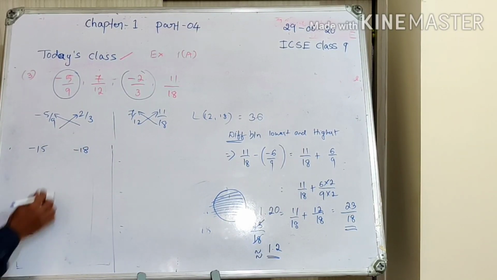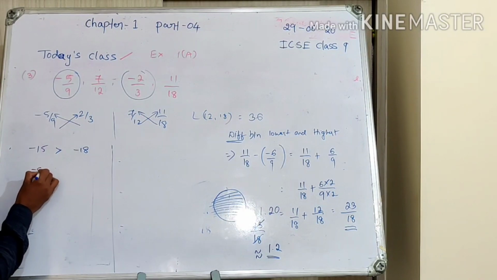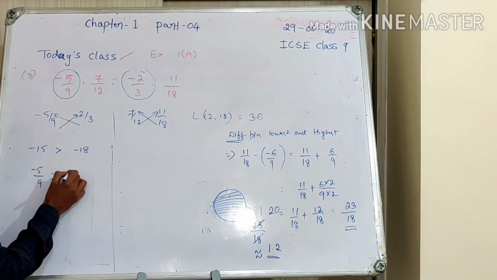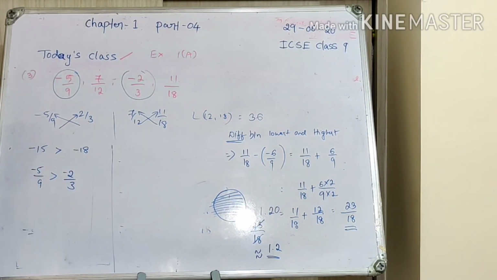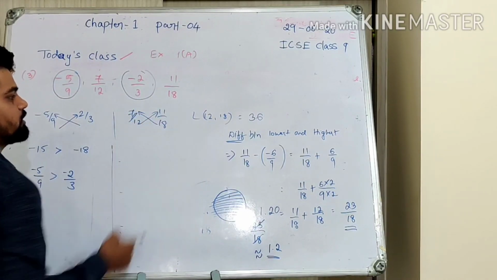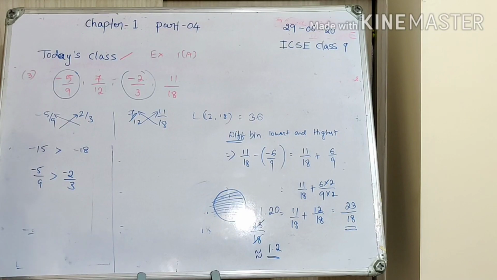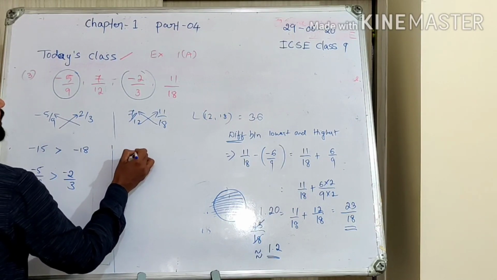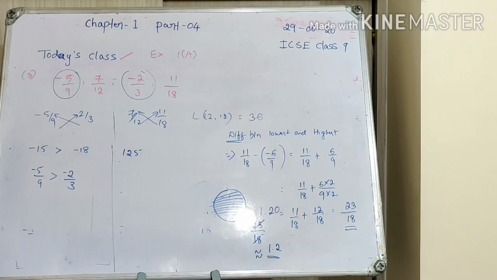So which is greater here? Minus 15 is greater than minus 18. So that will give me clearly minus 5 by 9 is greater than minus 2 by 3. That is direct. Okay, here also 18 sevens are, 12 elevens are. So what is 18 sevens? Anybody can tell me, right? So it is 126.